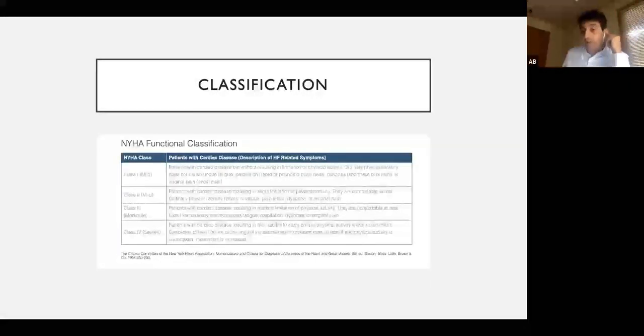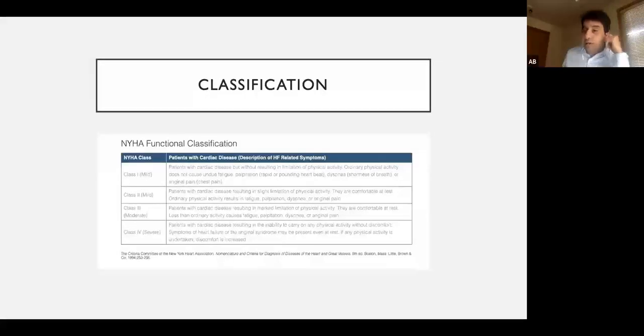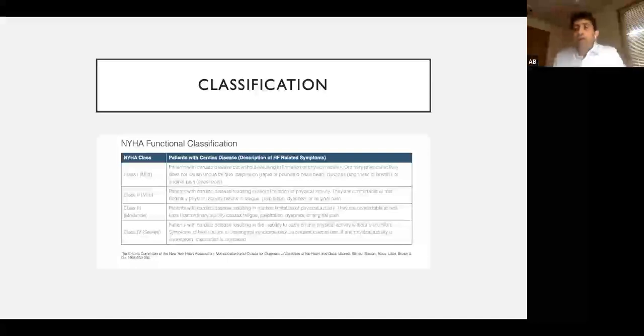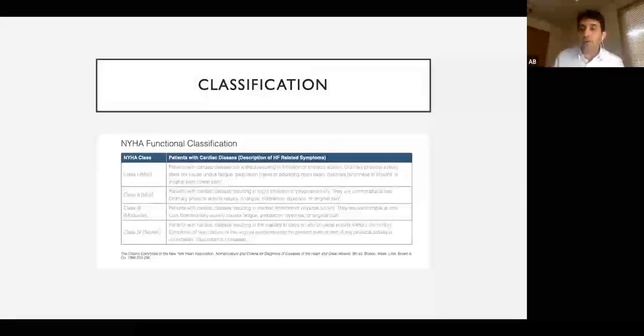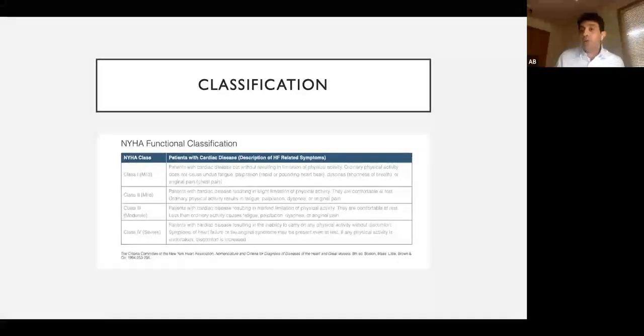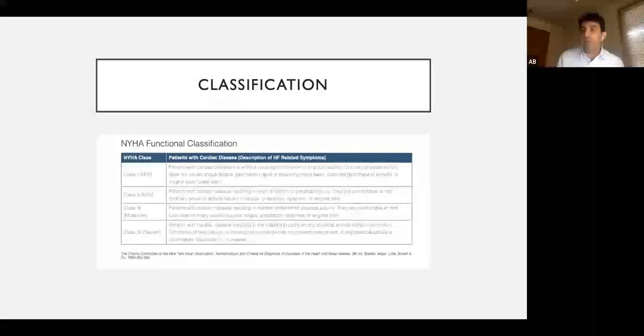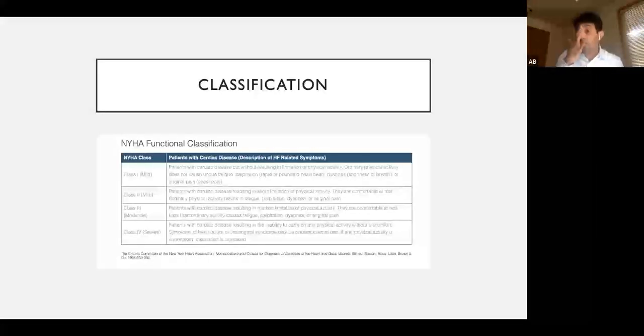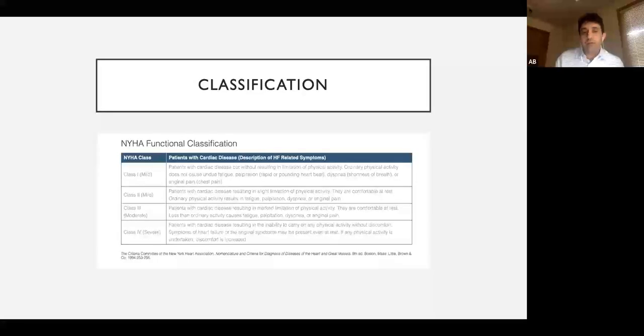Whoever asked about the dry, wet, cold, warm classification, I did not put any slide about that. That classification is related to management. I can tell you about it, but we are not yet there. There is a lot that you need to know before moving that far, but you can definitely educate yourself. Yes, there is a dry, wet, cold, warm classification.